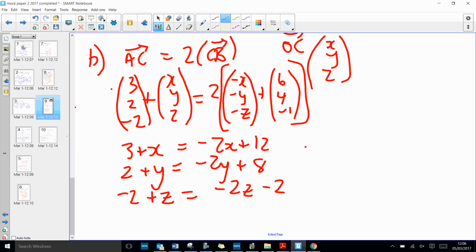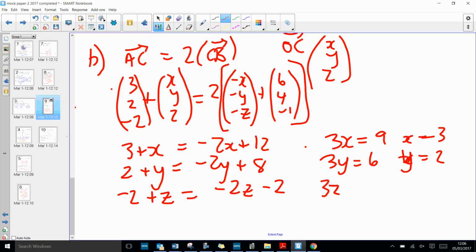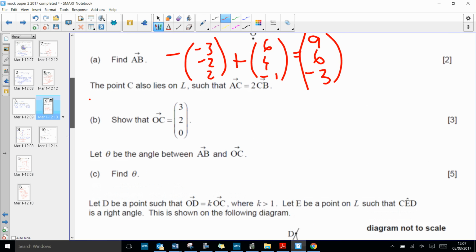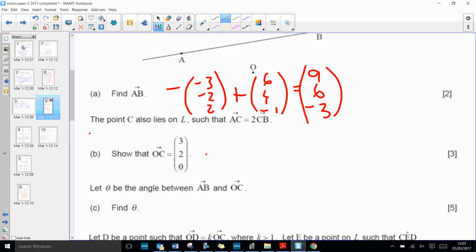So 3x equals 9, so x equals 3, 3y equals 6, so y equals 2, and 3z equals 0, so z is 0. So there we go, we've shown that it's 3, 2, 0, which is what we were asked to do. There are other options, but I suggest that was probably one of the easiest things to do.